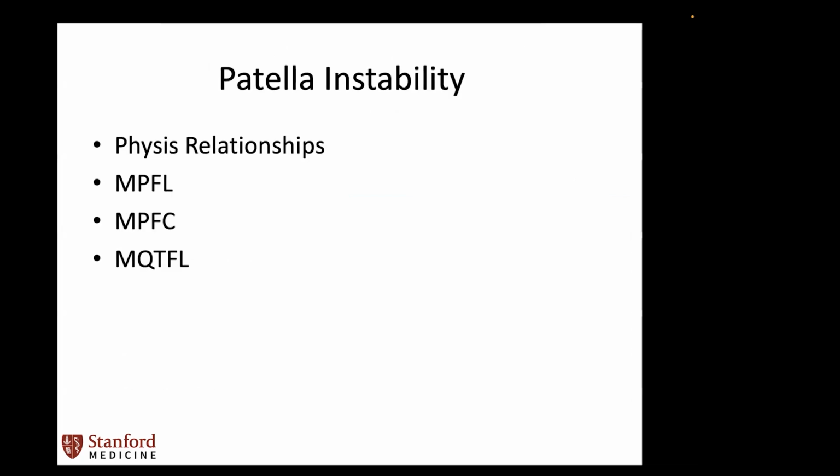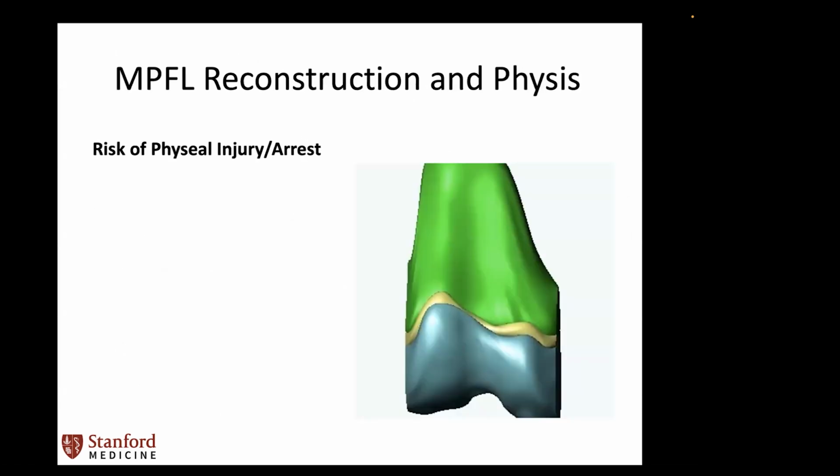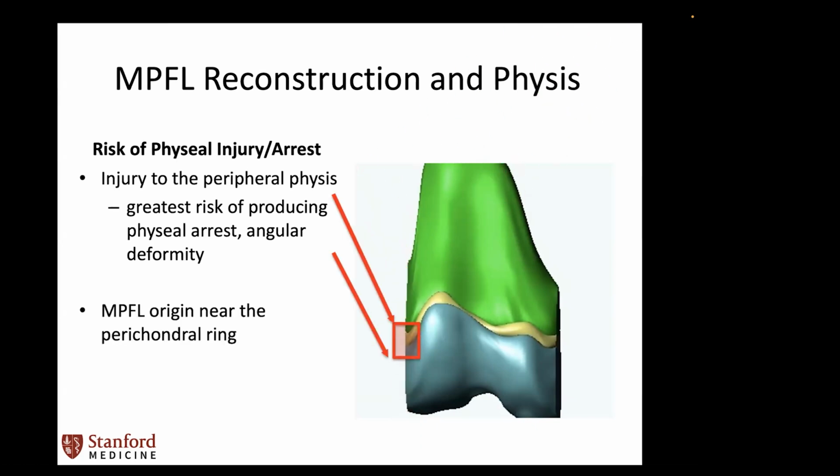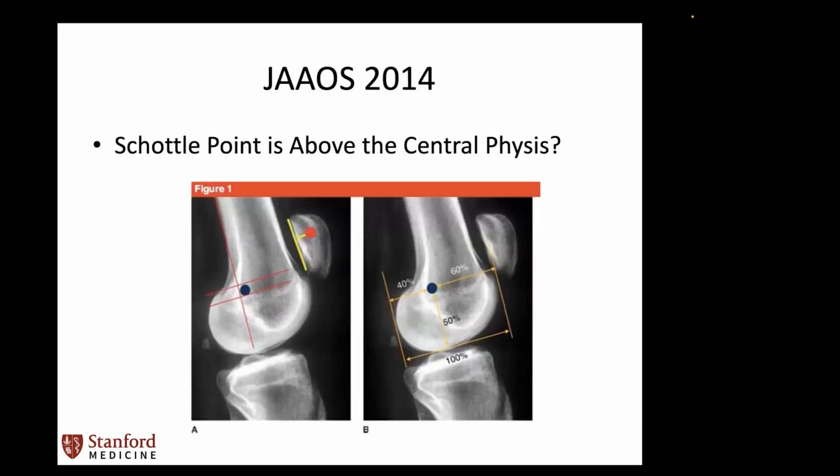So we'll talk about what we've learned about patella instability. Once again, the physeal relationships, but also a better understanding of how these patellar stabilizing structures, the MPFL and MQTFL, relate to patella instability. Much like the ACL, the MPFL reconstruction does have a risk of physeal arrest because the anchor point is very close to the peripheral physis, and that's the most risky area in terms of causing an angular deformity. Once again, that red box outlines the perichondral ring, and that's where the MPFL origin is very close.